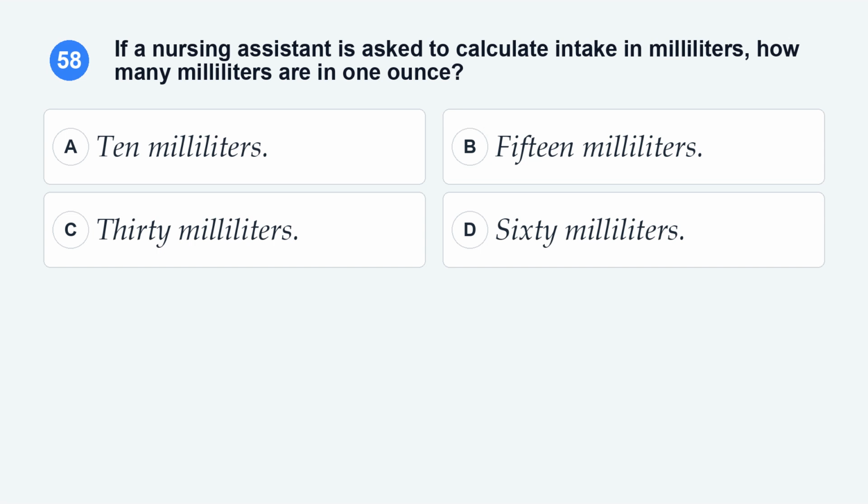Question 58. If a nursing assistant is asked to calculate intake in milliliters, how many milliliters are in 1 ounce? Option A. 10 milliliters. Option B. 15 milliliters. Option C. 30 milliliters. Option D. 60 milliliters.